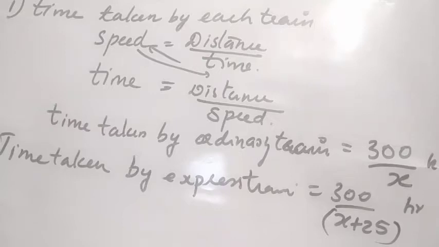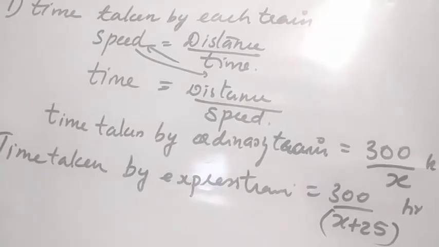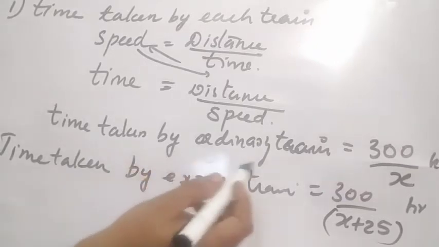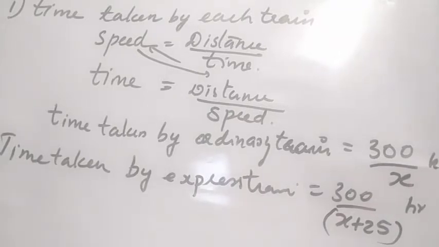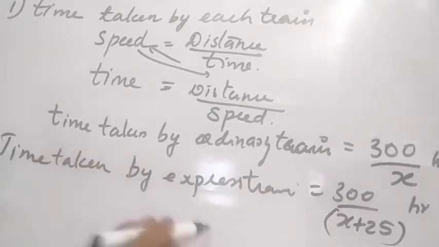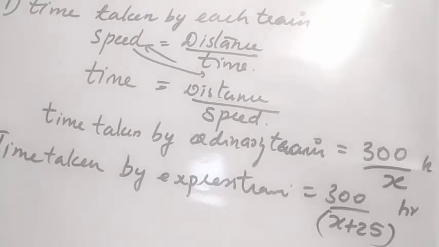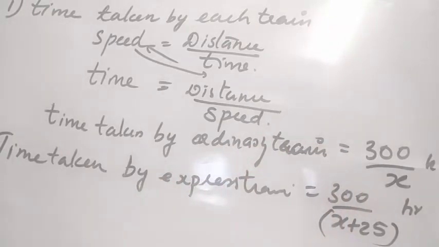Now the next question. If the ordinary train takes 2 hours more than the express train, calculate the speed of the express train. One condition is given, then only we can solve for x. What is the condition given? The ordinary train, because it has a smaller speed, takes 2 hours more than the express train to cover the same distance. That is the relation given. So how can we relate these two and the 2 hours?